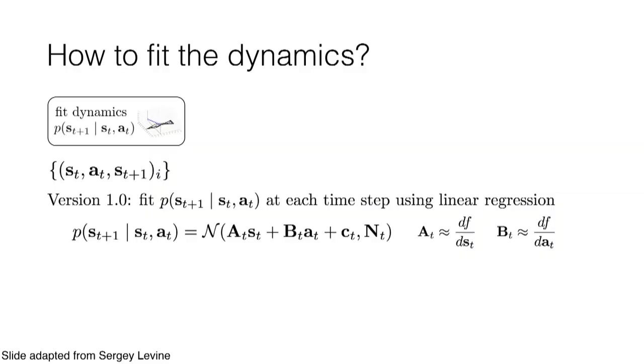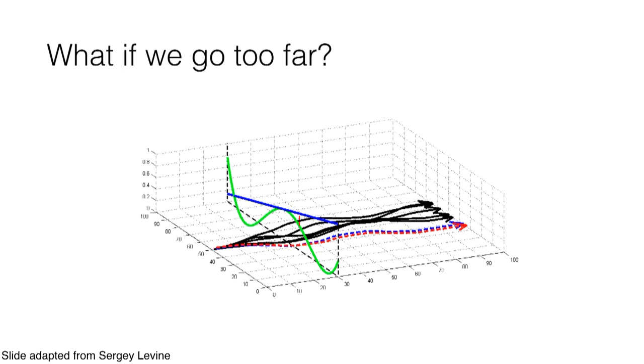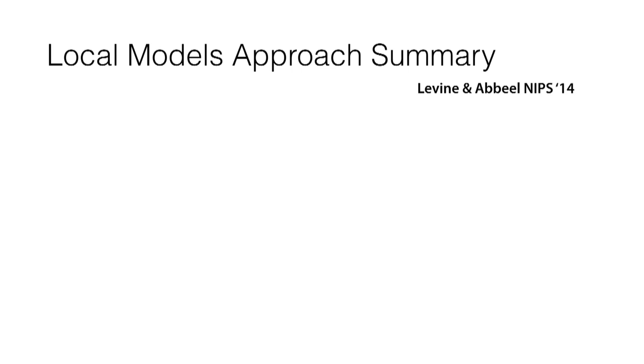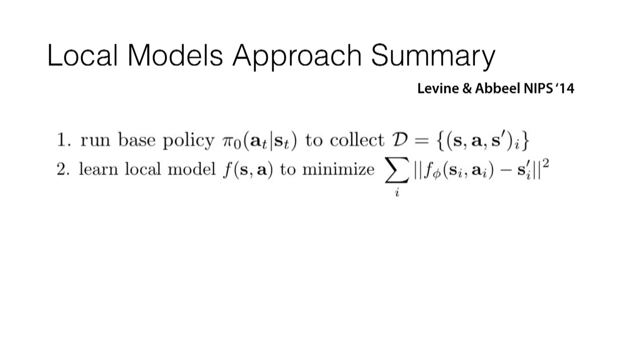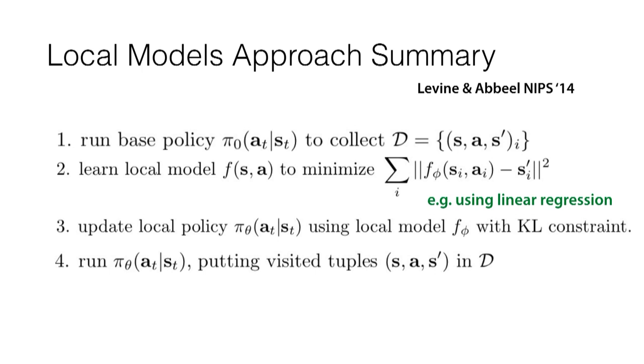Okay, so we've talked about how we can fit the dynamics, and how we can constrain the policy to be close to the set of trajectories that we just visited. To summarize what this algorithm looks like: first we run our base policy to collect our data set, and learn a local model around the trajectories that we just visited, for example using linear regression or linear regression under a prior. Then we update our local policy using the local model with the KL constraint to keep the policy close to the most recent policy that we've optimized. And then we run our local policy, putting the new visited tuples into our data set, and repeat. So this is an iterative process where we iteratively improve our local policy to be better and better using these local models.